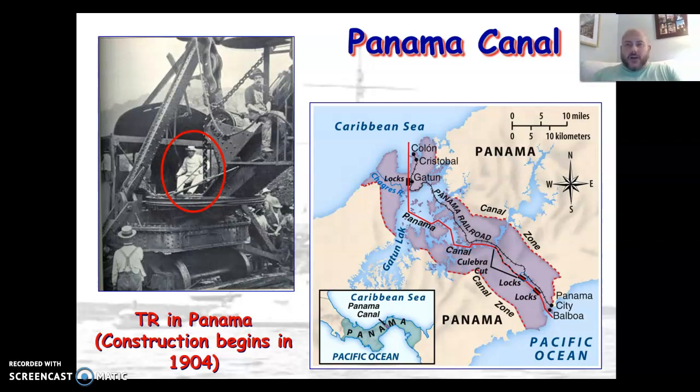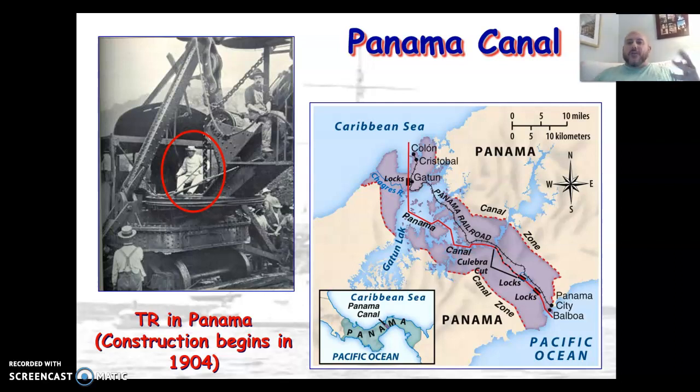Now, here's the problem. There is no country called Panama at this time. What we now call Panama was controlled by Colombia to the south. And when Roosevelt offers Colombia money to buy land in Panama to build a canal, the Colombian government rejects that.